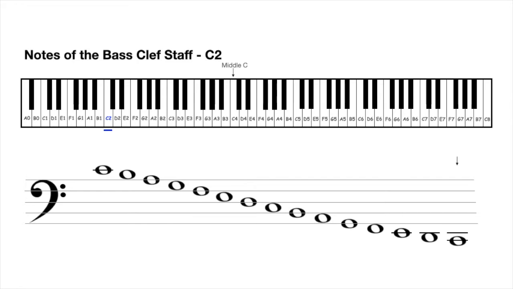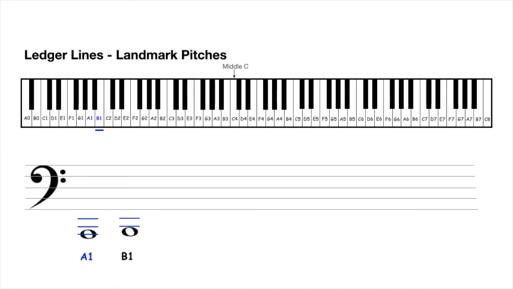These lines are called ledger lines. Notes lower than the staff have lines drawn through them, but never below them. Here you see the notes A1, B1, C2, D2, and E2. A1, C2, and E2 are landmark pitches. See how the ledger lines are drawn to notate these notes? These ledger lines below the bass staff have lines drawn through the notes, but never below them.